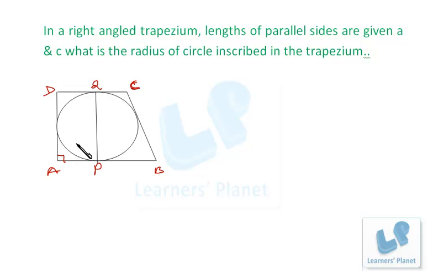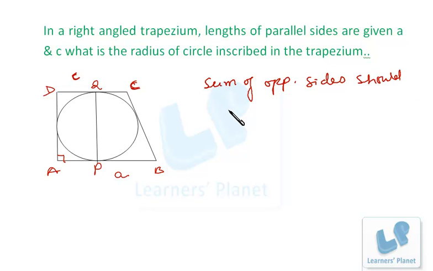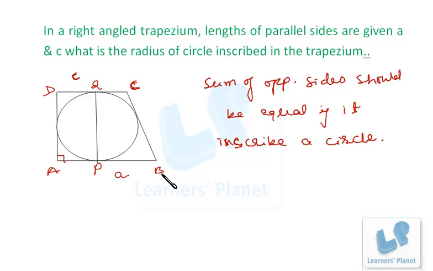Now I am having this trapezium over here. It's right angle, and the lengths of this and this are given as A and C to us. So I assume this to be A and this to be C, right? Now we have to find out the radius of the circle that is inscribed in this trapezium. Now one more important thing over here that you should note, that in a trapezium, or if we talk about any quadrilateral, sum of opposite sides should be equal if it inscribes a circle. Okay, that is an important property.